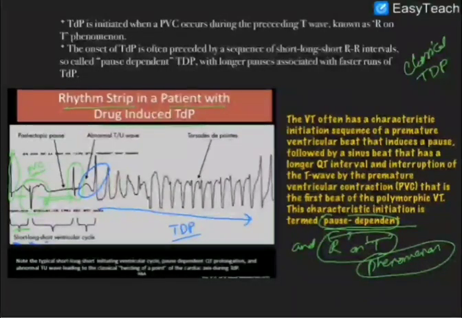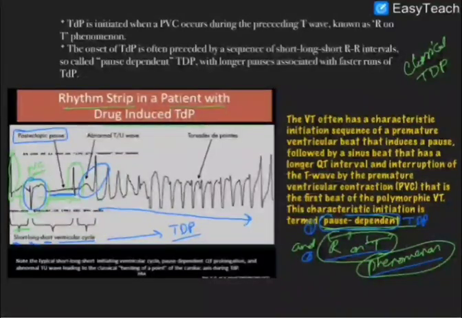This characteristic short, long and short ventricular cycle will be the initiating factor for TdP. This characteristic initiation is given the names of pause-dependent TdP or TdP with R on T phenomenon. Why is it called pause dependent? Because after the ectopic PVC, there is a long post-ectopic pause, which characteristically occurs before the development of TdP.